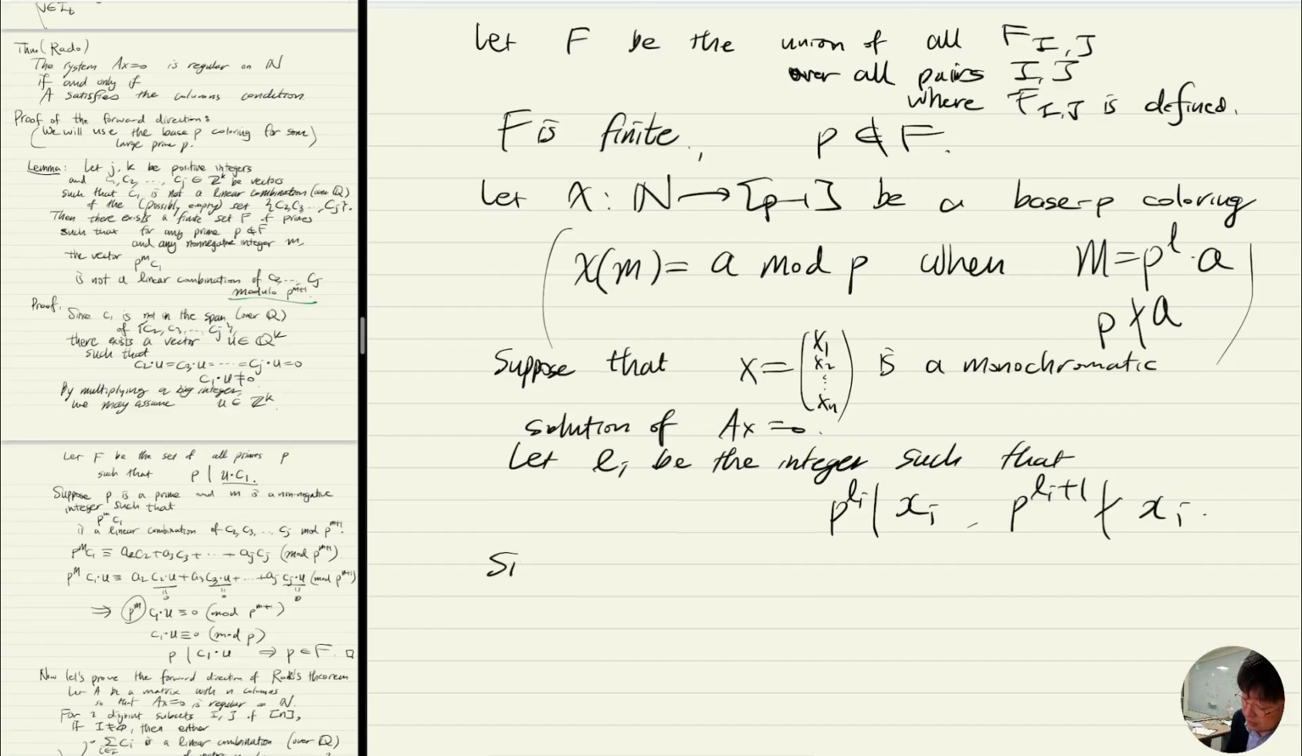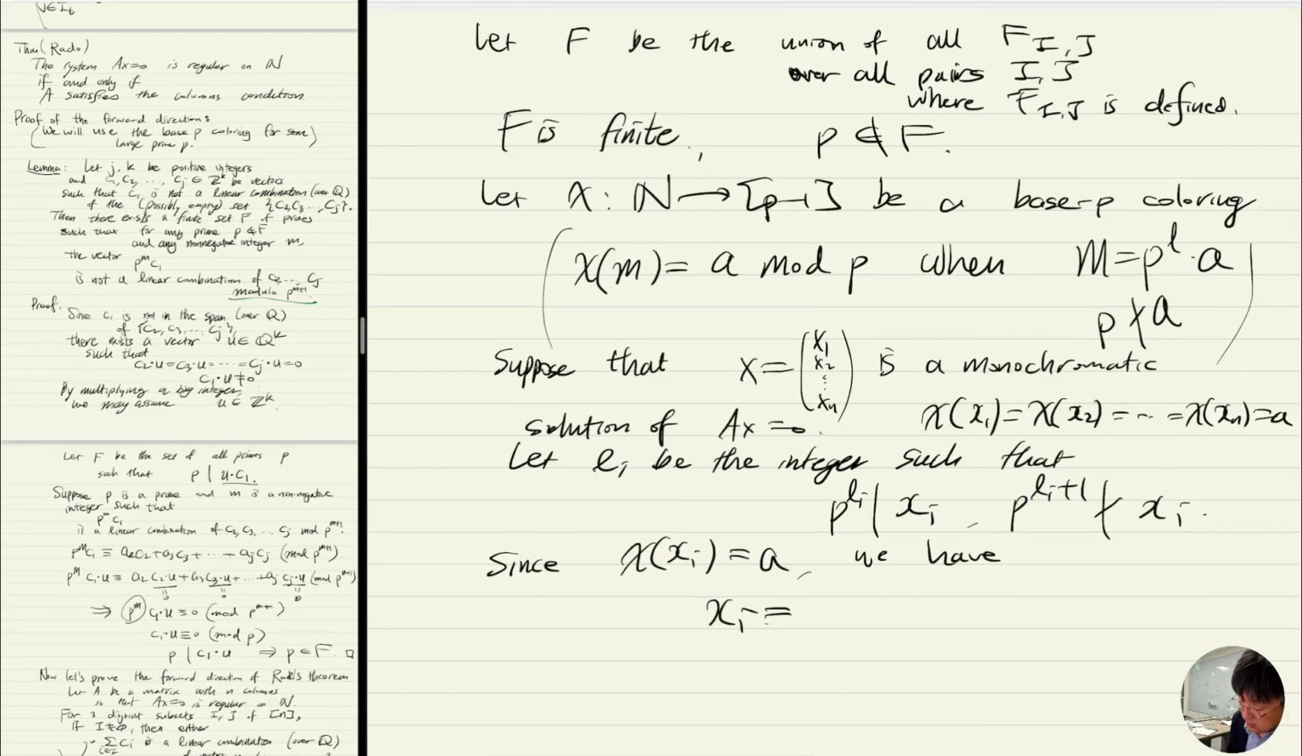So since chi of x1, chi of x2, let's say all of them are equal to a, we have chi of xi is equal to p to the Li times a modulo p to the Li plus 1.